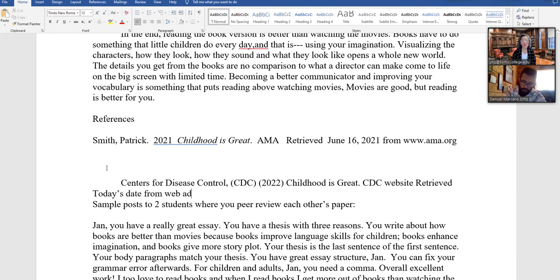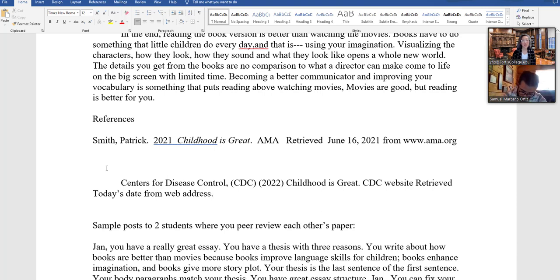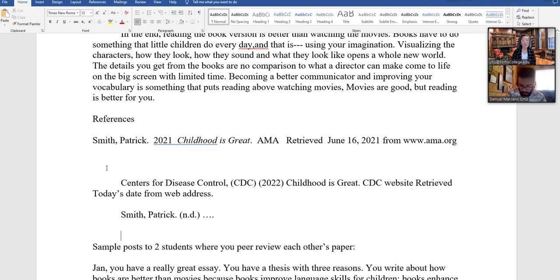from web address. If you're missing the date, then you could write Smith, Patrick, then you write ND, and then you write the rest of it. If you're missing both, then you write the website name. Then you write ND, and then you write the rest of it. Does that make sense? Yes, ma'am.